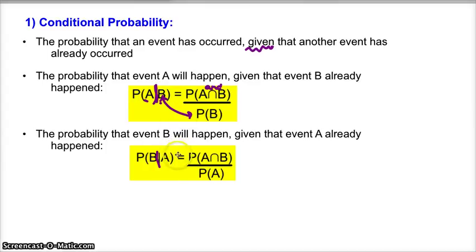The probability that event B will happen given that event A has already happened is the probability of A and B over the probability of A. And again, note that A is on the denominator. So all of that has been previously discussed.